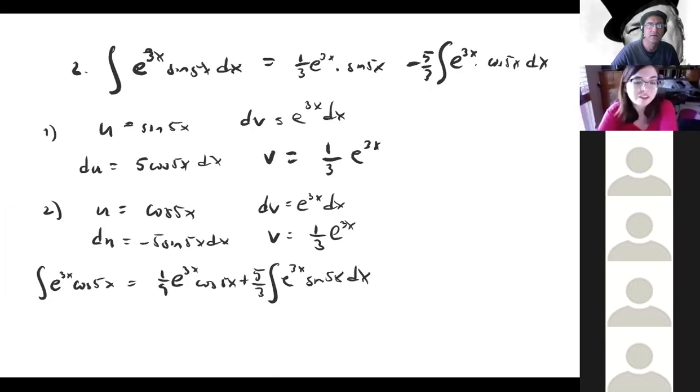Okay, would that first 1/9 to the e to the 3x also change? That should be a 1/3. Okay. Okay, we're better now, I think.